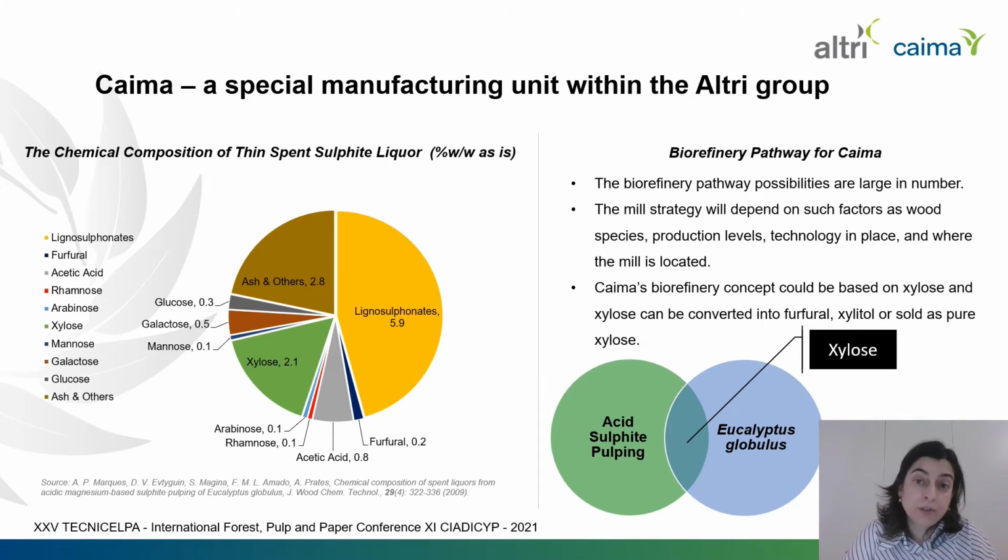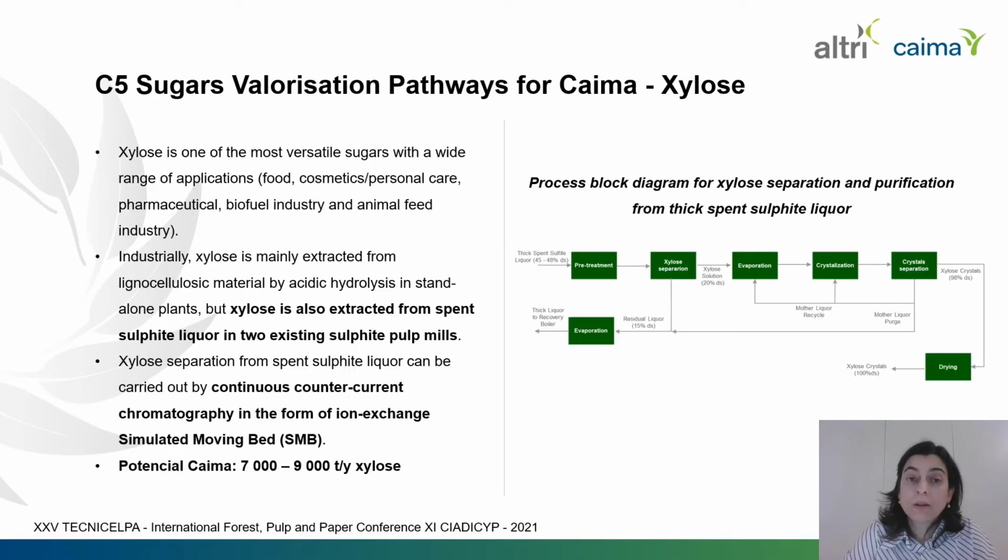Coimbra combines unique features, the acid sulfite process and the use of Eucalyptus globulus, which gives it technical advantages regarding xylose valorization. Xylose can be converted into furfural, xylitol, or sold as pure xylose. Starting with xylose. Xylose is one of the most versatile sugars with a wide range of applications. At industrial level, xylose is mainly extracted from lignocellulosic material by acidic hydrolysis in standalone plants. But xylose is also extracted from spent sulfite liquor in two existing sulfite pulp mills.